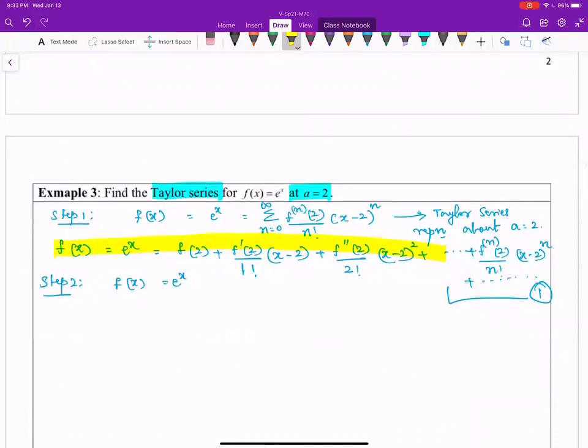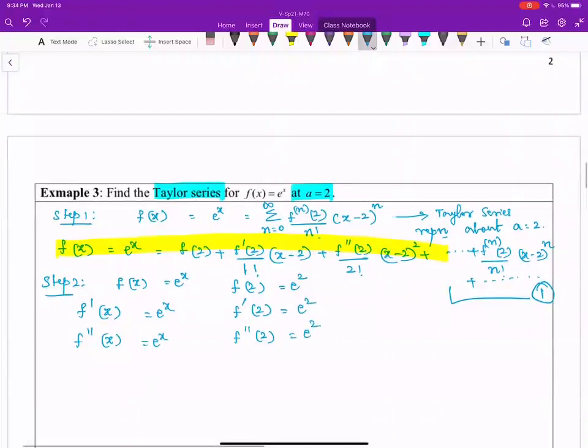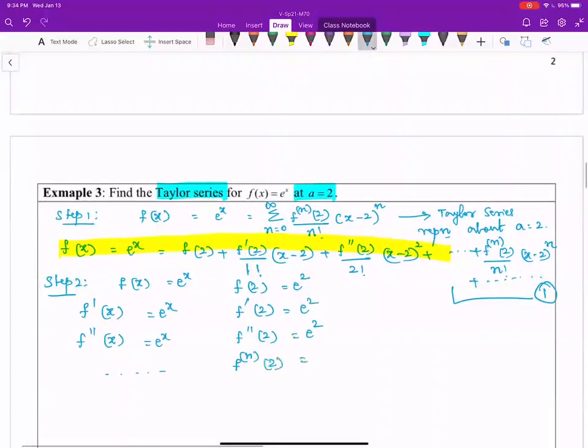So f of x equal to e to the x. So f at 2 would be e to the 2. Then let's try the derivative. All the derivatives are going to be the same. f prime of x is e to the x, and its value at 2 is e square. Then the second derivative is also e to the x, and the second derivative at 2 is e square. So like that, all the derivatives at 2 are going to be e square.